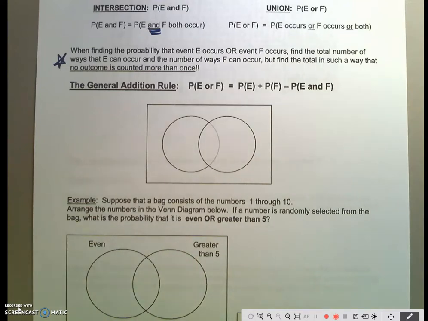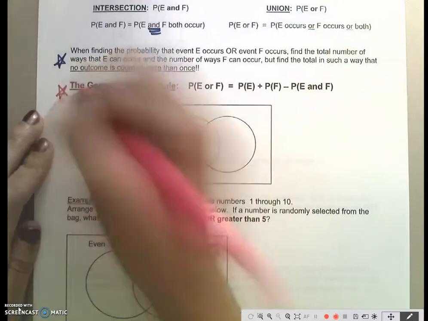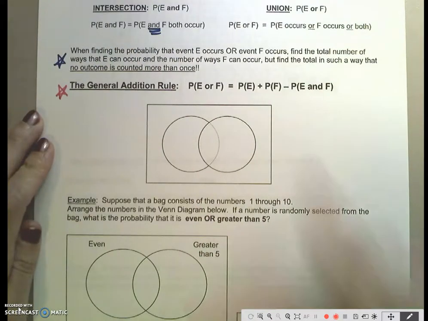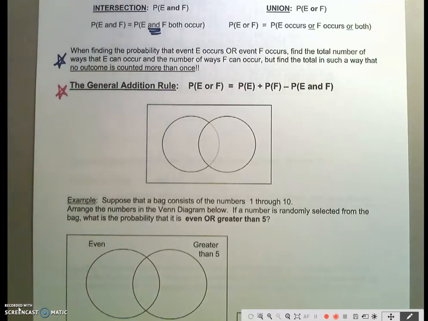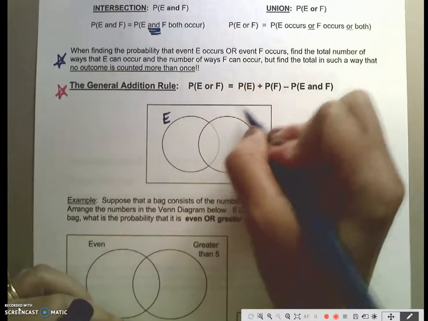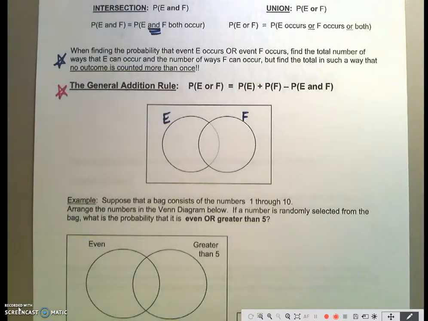So now we've reached the general addition rule. You need to know the general addition rule. You don't have to memorize the formula. I'm going to teach you how to do it without the formula, just intuitively. I think that's a better way to go. Because when you leave the class, you may not remember a formula, but if you learned it intuitively, you might remember that. So let's say that this is E and this is F, okay?